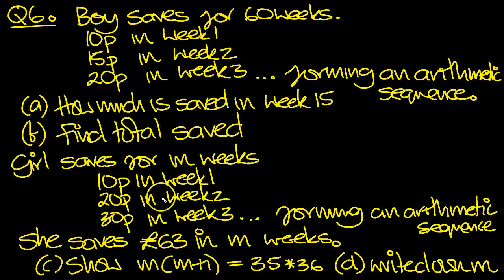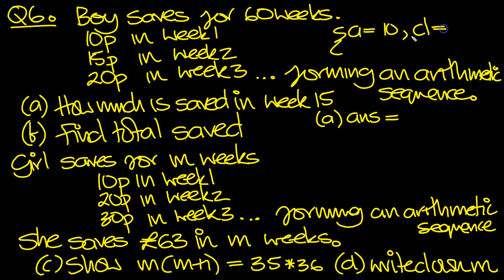So there's the question. Then I've got it in summary form here. First of all, how much is saved in week 15? I'm going to put the answer here. In week 15, week 1 is this. The first term of this arithmetic sequence is 10. The common difference is 5, as we're adding 5 each time to each subsequent term. And for week 15, we want the 15th term.